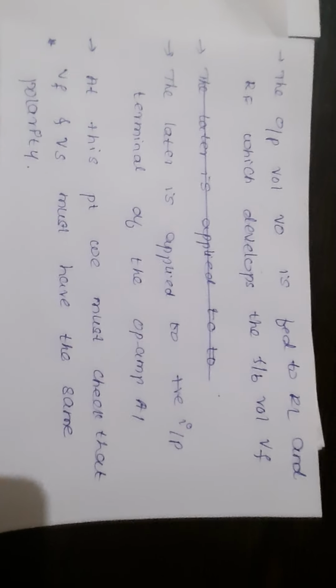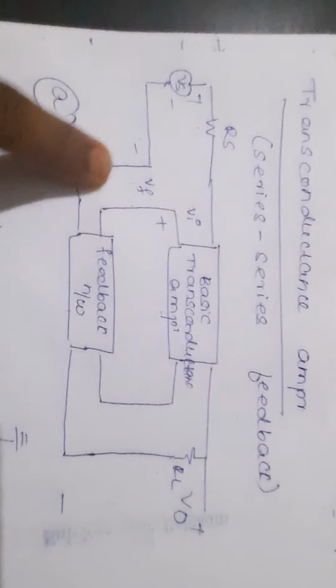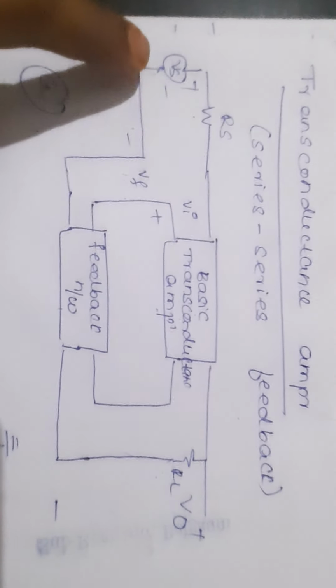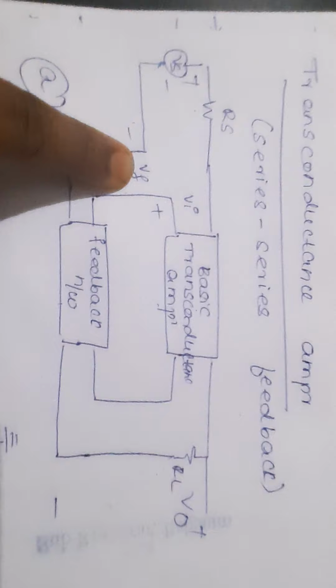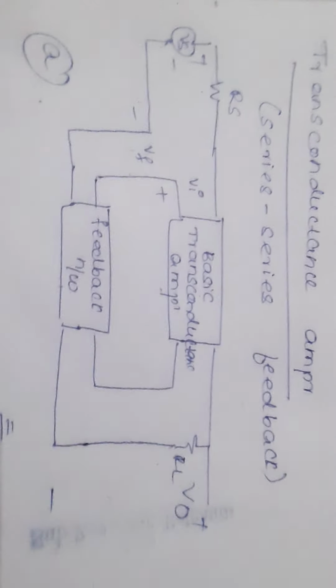Now similar to the voltage amplifier, what we have studied here, the input impedance is large because we have used a series connection. Vi, whatever we get, which is Vs minus Vf, is small, Ii is small, so resistance is large. Same thing I have written here.